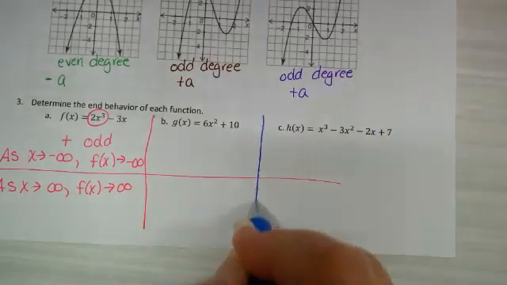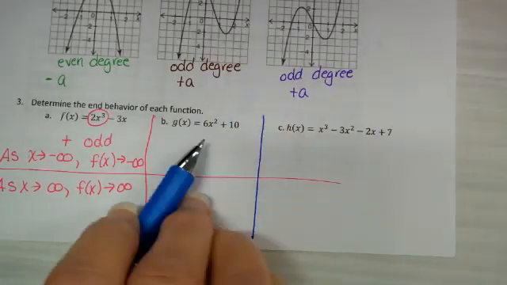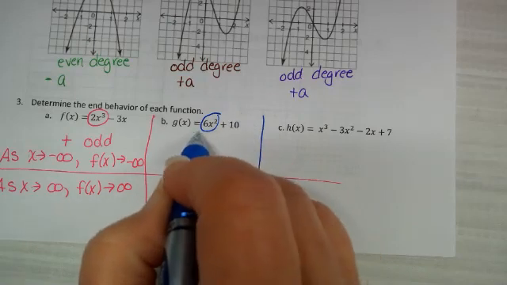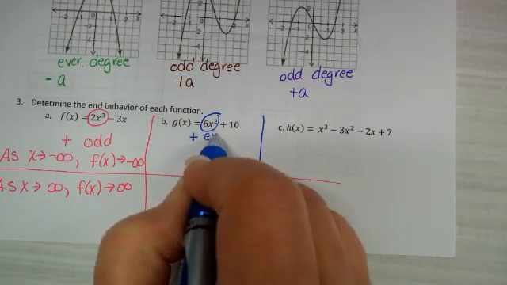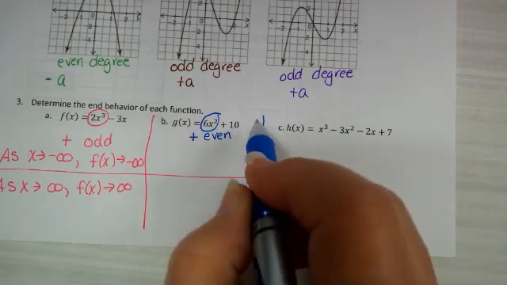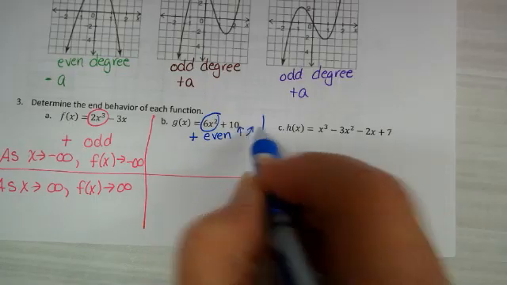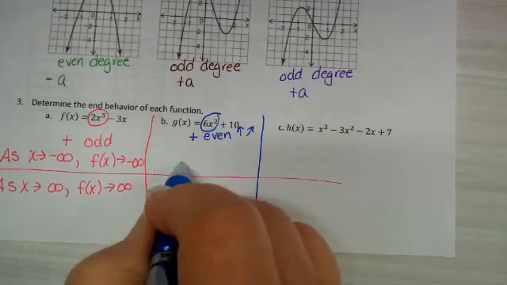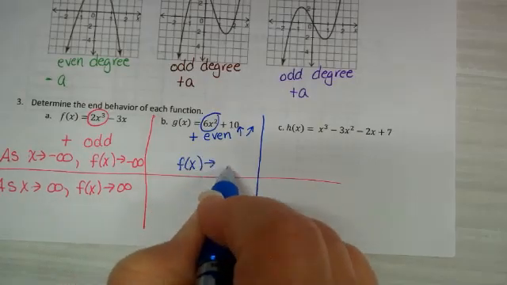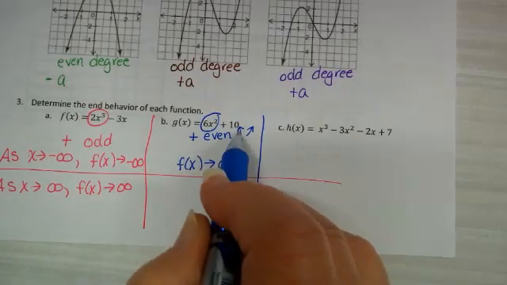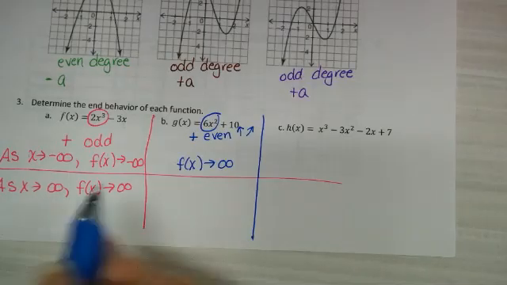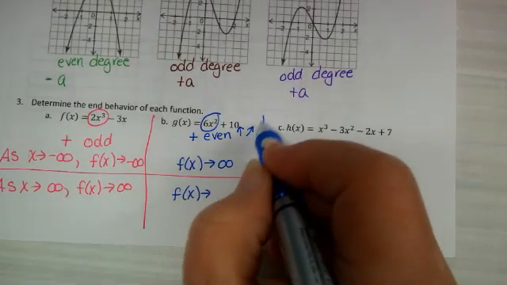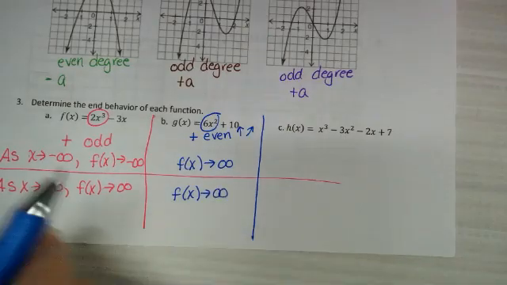Let's go to letter B. Notice the largest exponent is a 2. So this one is positive, the 6 is positive, and it's even. So positive even, we said both ends were going up. So as x approaches negative infinity, f of x is approaching positive infinity. It's going up on the left side. X approaching positive infinity, on the right-hand side, y is also going up. So that's positive infinity.